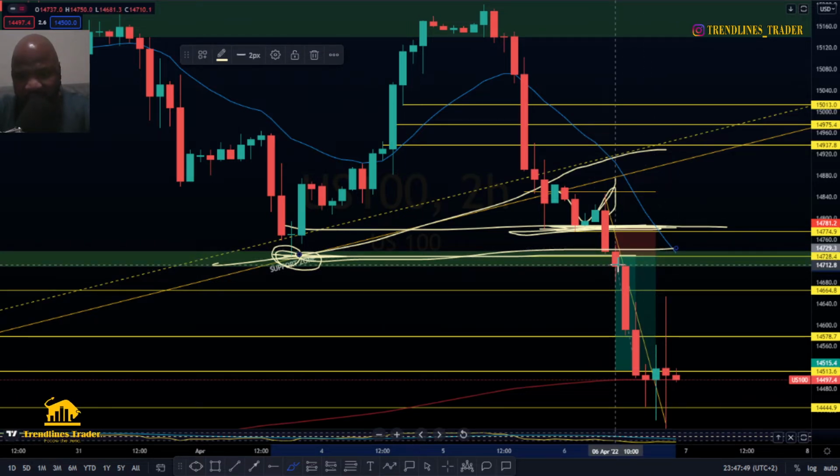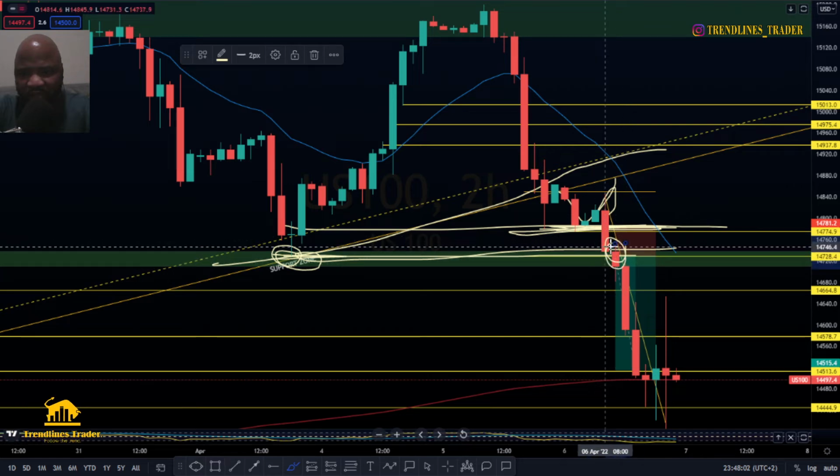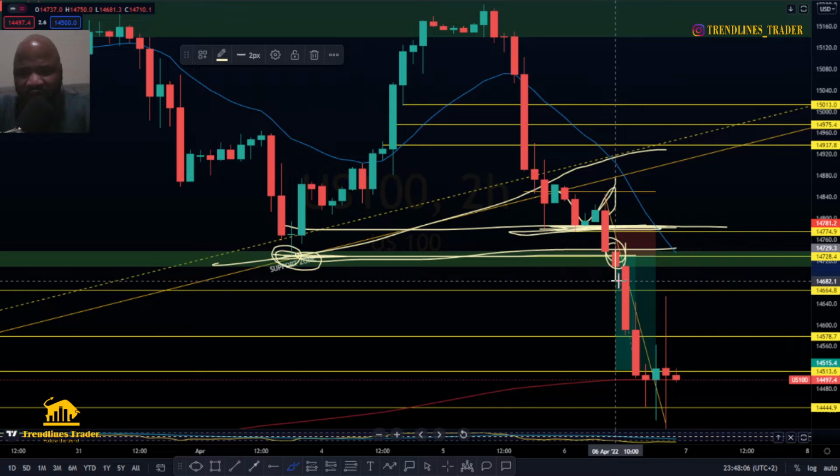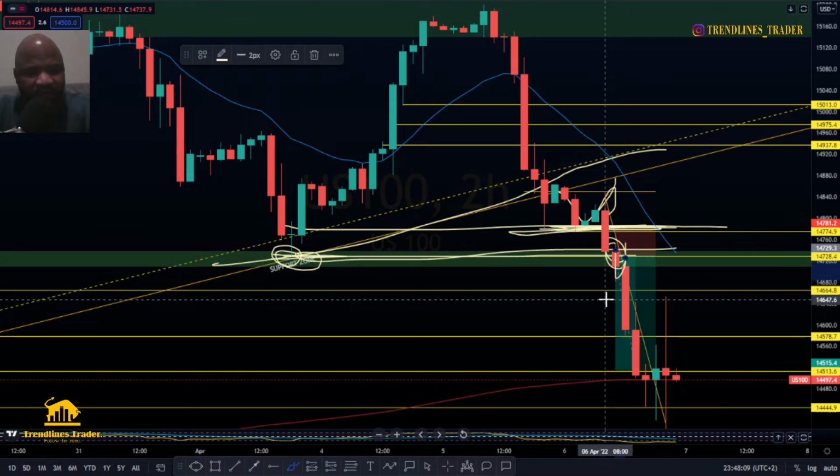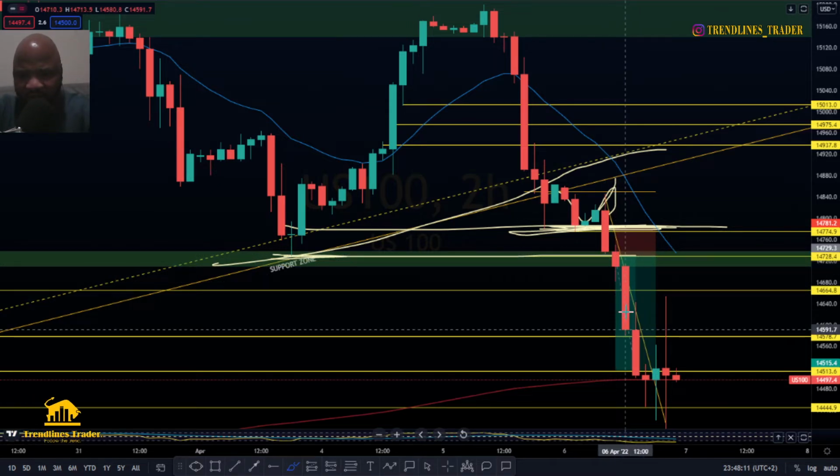And that was early in the morning, South African time. That was around 10 a.m., before 12, before lunchtime, and the price was showing me that, you know what, we're gonna push towards the downside. Then we came to retest this area. I hope this is visible.